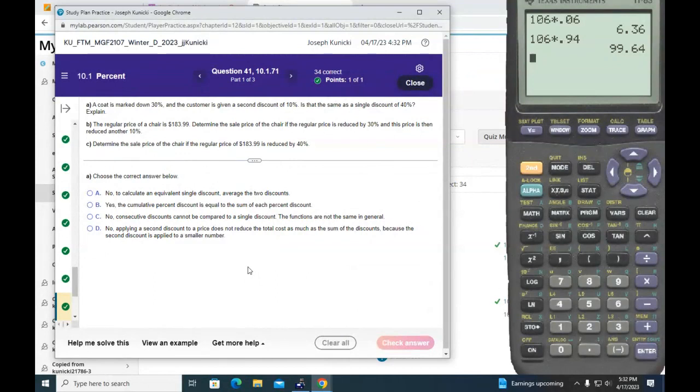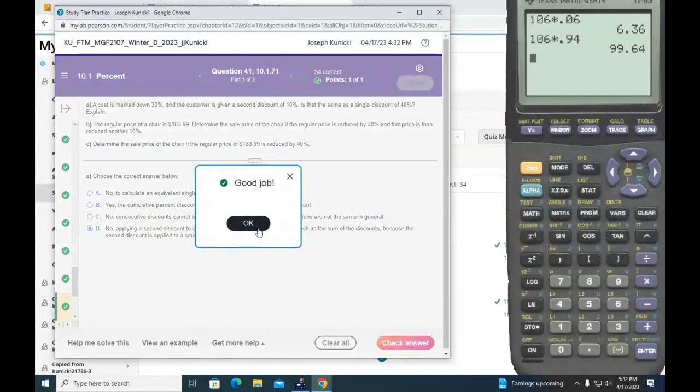You've seen these double discounts. They always look like it's a big deal. A coat's marked down 30%, and the customer's given a second discount of 10%. Did they actually get 40%? No. It's 10% off whatever the new price is after the 30%. Right, so it's going to be D. Applying a second discount to a price does not reduce the total cost as much as the sum of the discounts. We're not summing the discounts as percentages.